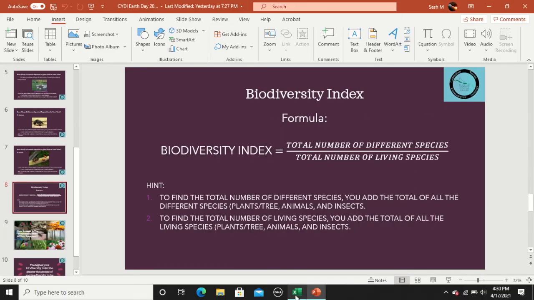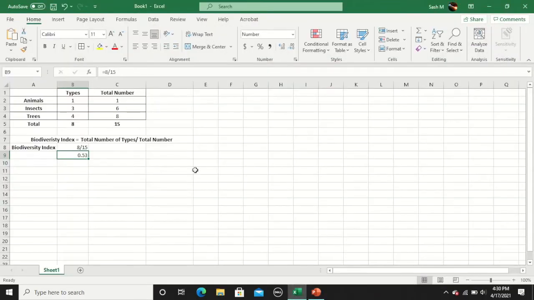I have an example here for you in my Excel sheet. So this is a table that I created based on information I collected from exploring my backyard. I had 1 dog in my backyard. That is 1 type of animal, and the total number of animals is 1.